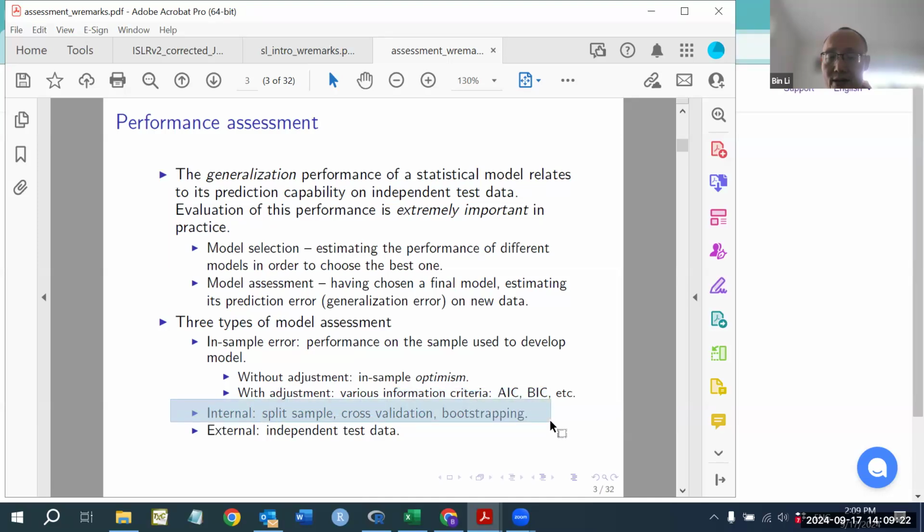And the second approach is the internal approach, meaning we have a data set, and we can split the samples into multiple parts and use cross-validation or a validation approach or bootstrapping to internally evaluate the model performance. And that can be used to estimate the generalization performance, not just in-sample error, but generalization error. The external approach means we have an independent test set to evaluate.